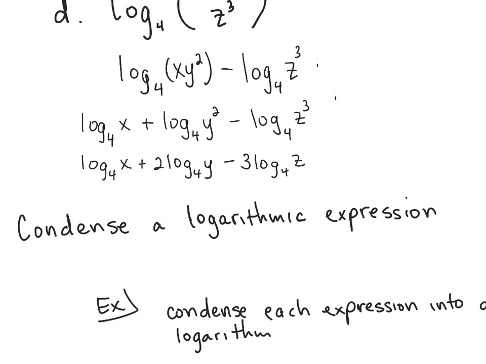Okay, now our next learning target in this lesson is reversing this process. It's called condensing. That's where you would take, for example, several logarithmic expressions, and you have to make sure they all have the same base, but if you have several logarithmic expressions, you can work your way backwards through this process, condensing until you end up with a single logarithmic expression, like that.